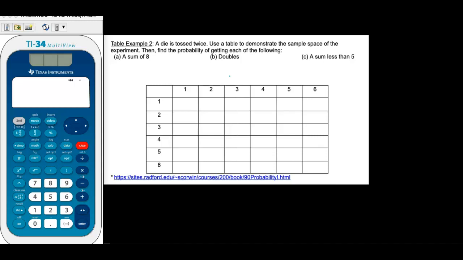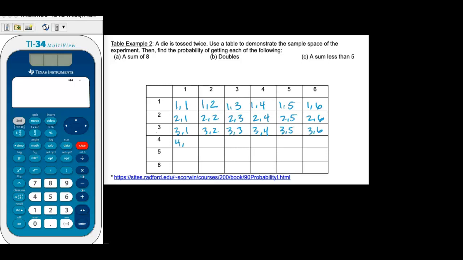What I'm going to do is fill out this table, just listing out all the combinations. I could get a 1 and a 1 on the die. I could get a 1 and then a 2, a 1 and a 3, a 1 and a 4, a 1 and a 5, a 1 and a 6. Or I could get a 2 and a 1, a 2 and a 2, a 2 and a 3, a 2 and a 4, a 2 and a 5, a 2 and a 6. Or a 3 and a 1, a 3 and a 2, a 3 and a 3, a 3 and a 4, a 3 and a 5, a 3 and a 6.